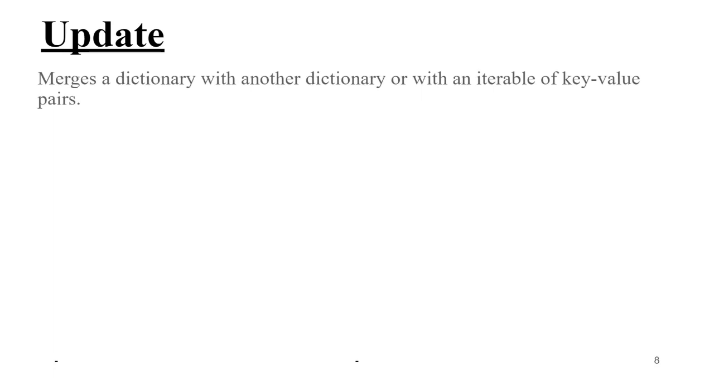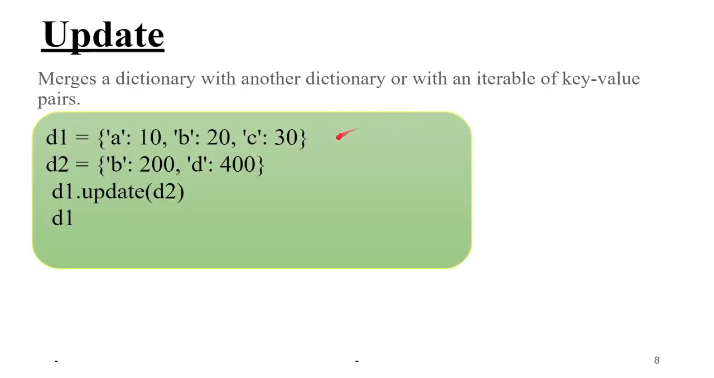Now next we'll see the built-in update method. If you want to update an entry, you can simply assign a new value, or we can merge a dictionary with another dictionary, or with an iterable of key value pairs. So here is an example. D1 is a dictionary with a few elements, and D2 is also a dictionary with two elements, and now we just want to update D1 with D2.